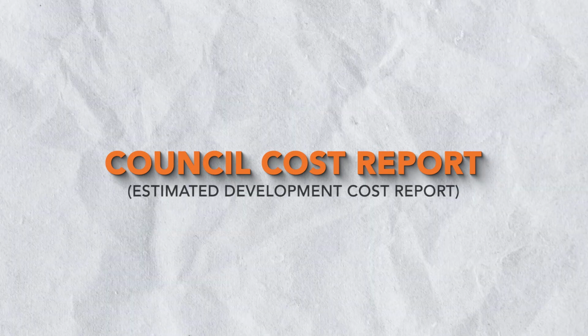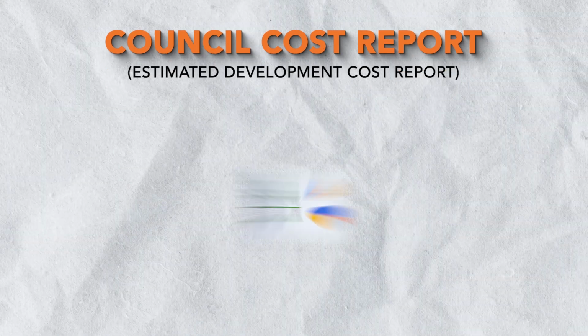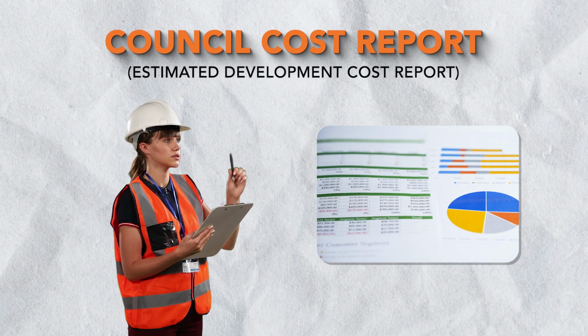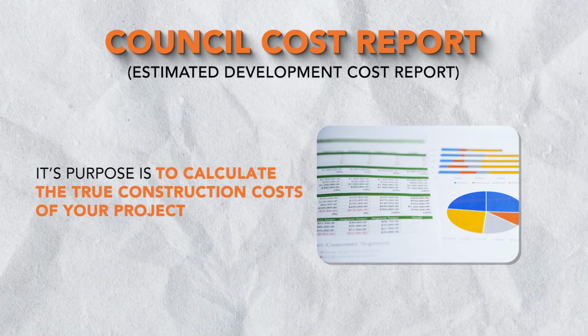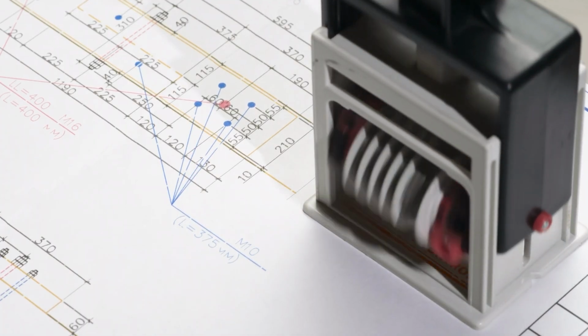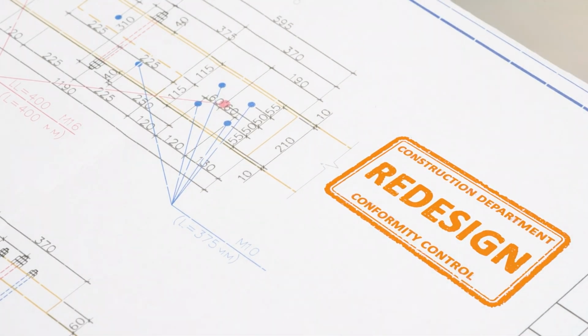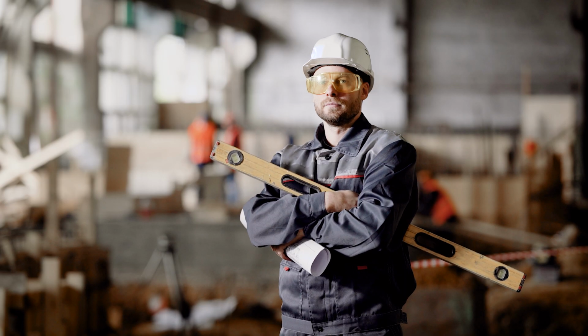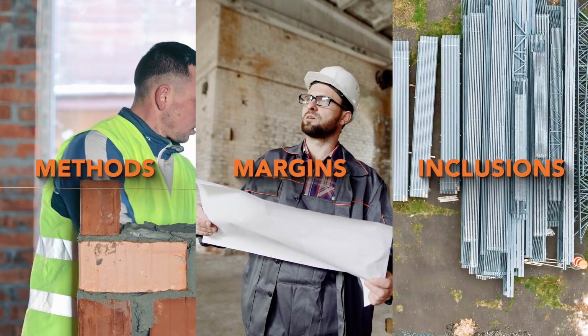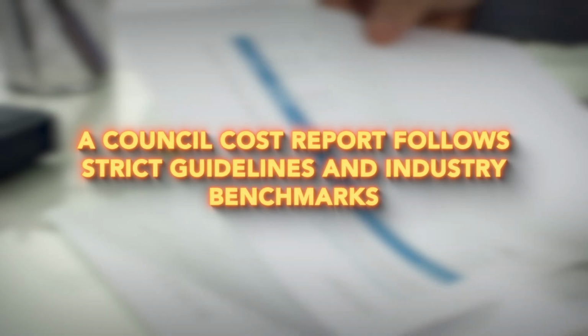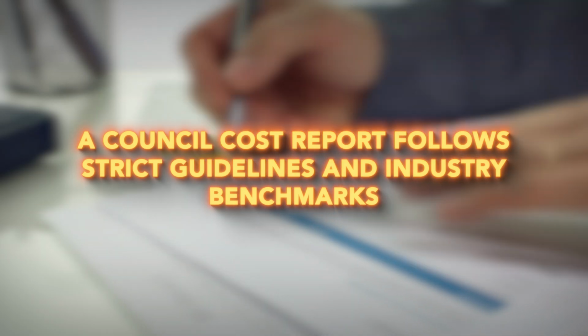What is a council cost report? A council cost report, also known as an estimated development cost report, is a formal document prepared by a qualified quantity surveyor. Its purpose is to calculate the true construction cost of your project in a way that the local council can standardize across different developments. It is not the same as your builder's quote. A builder prices a job based on their own methods, margins, and inclusions. A council cost report follows strict guidelines and industry benchmarks. This allows councils to compare projects consistently and apply the correct council fees.